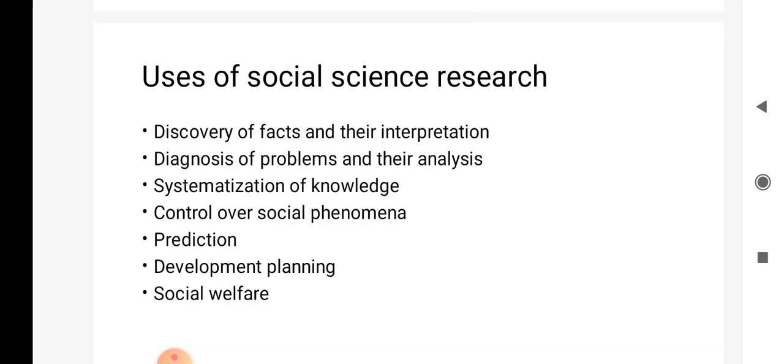It happens like this, so we need to be extra careful and take some precautionary steps and so on. Then diagnosis of problems and their analysis. If we undertake social science research, we are able to understand various problems in depth, and we can analyze them in detail, and it's possible to find out some solutions for the problems.